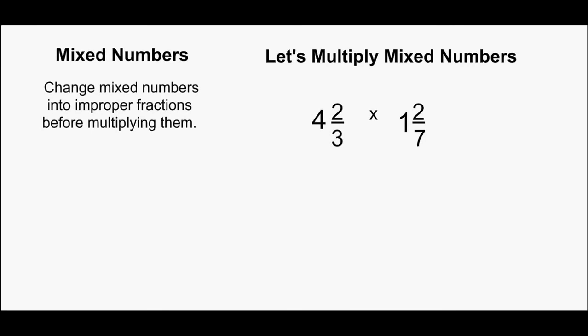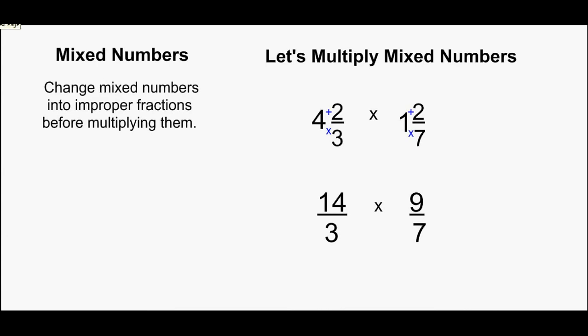Mixed numbers can also be multiplied together. Here we have 4 2/3 times 1 2/7. In order to multiply them together, we will change them to improper fractions. Remember, you multiply the whole number by the denominator and add the numerator. 4 times 3 is 12, plus 2 is 14, 14/3. 1 times 7 is 7, plus 2 is 9, 9/7.